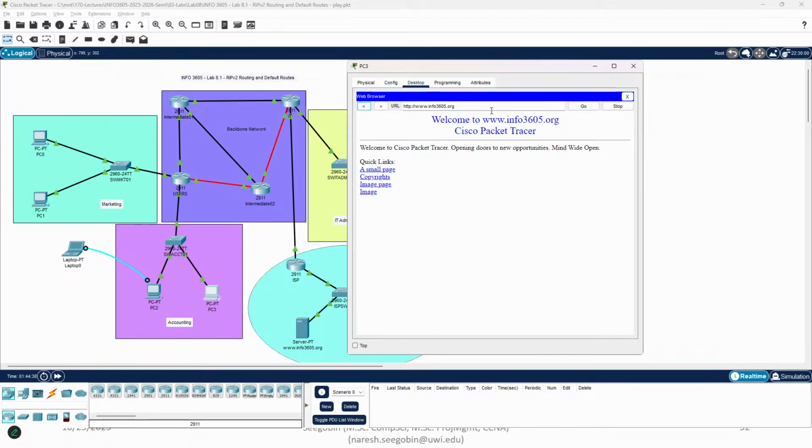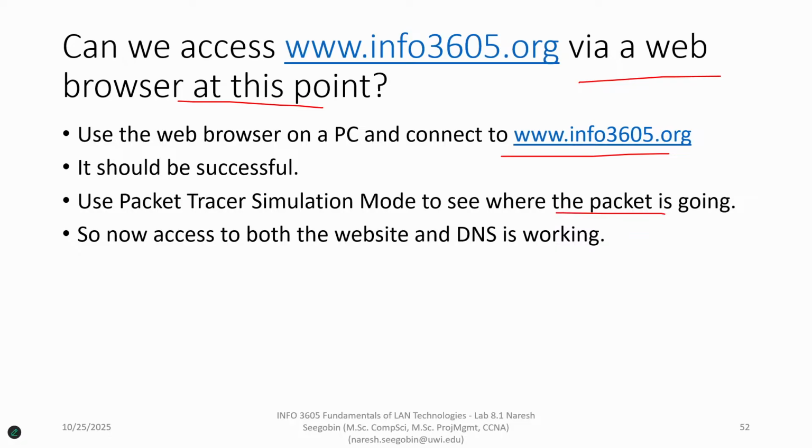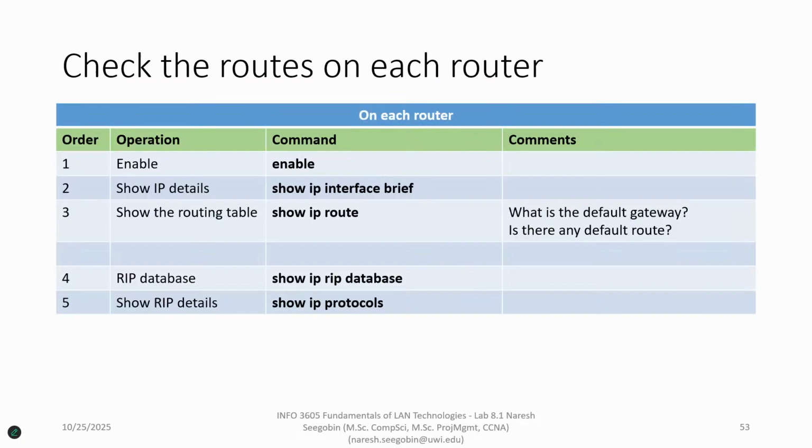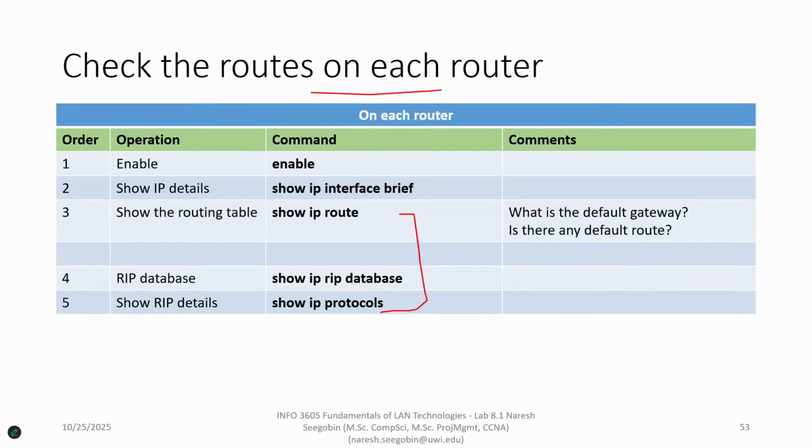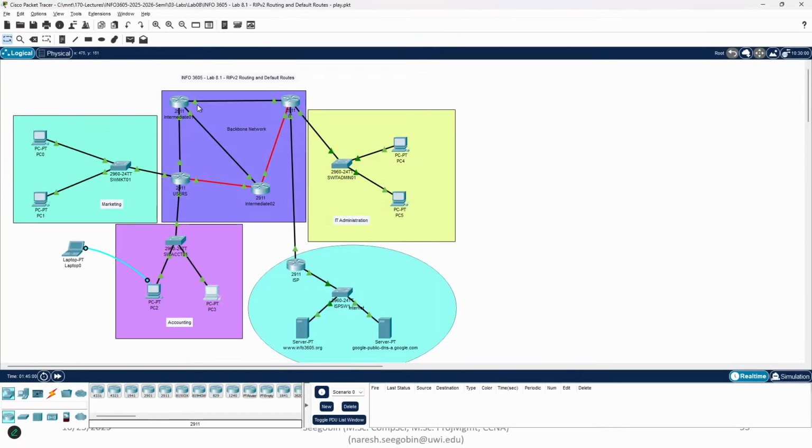HTTP, not just ICMP, HTTP is working too. See what packet is going, we don't need to do that. Now we can access the website, and DNS is working, right? So we could check the routes on each router, and we could run all these commands. So that's the end of section 2. Let's go to each router, just some of them, and check them out.